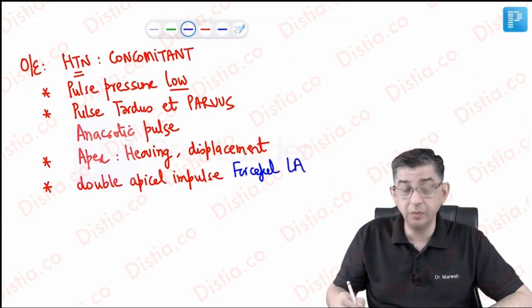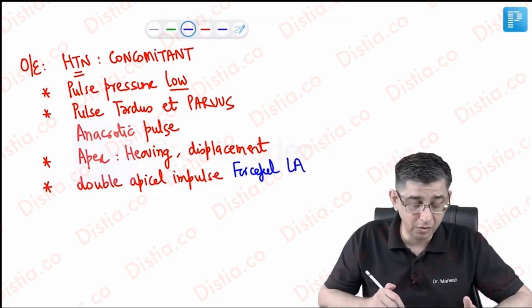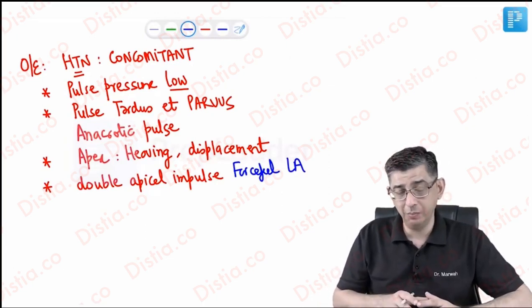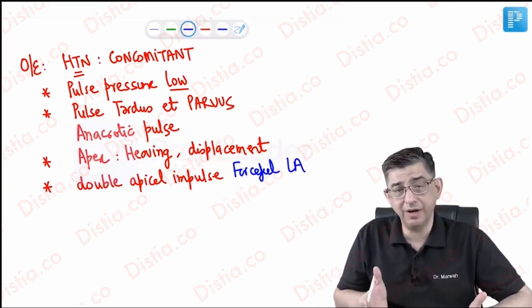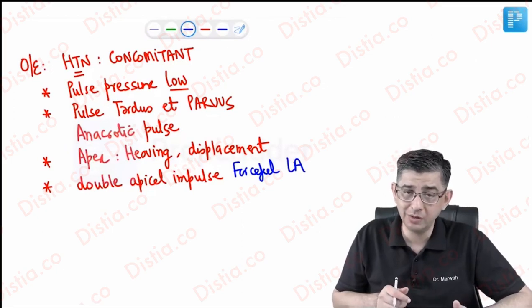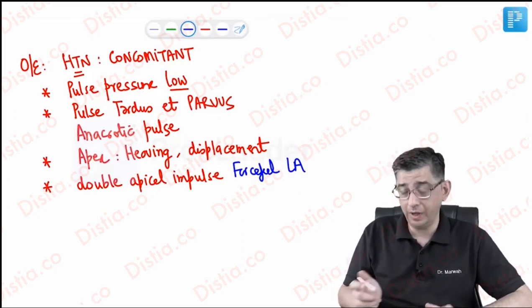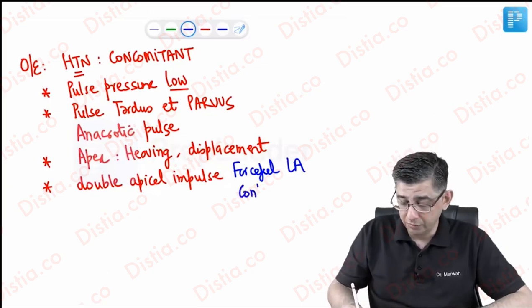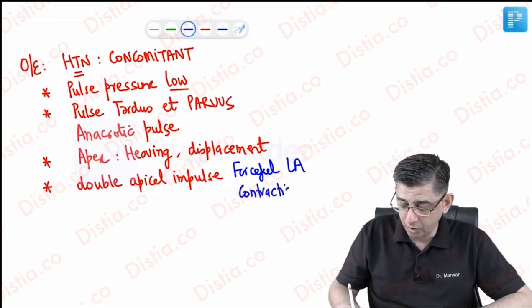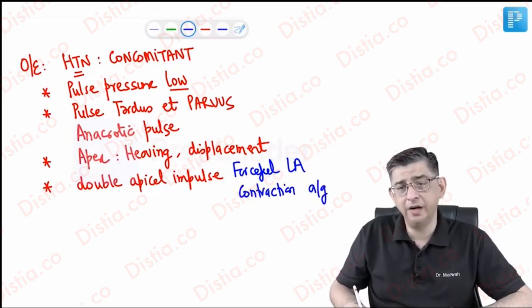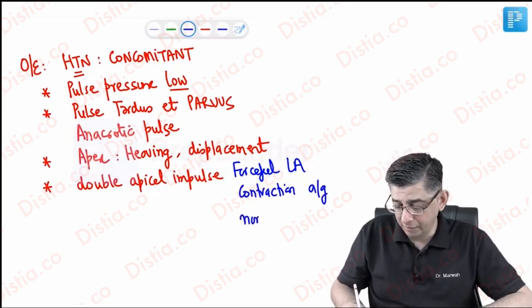So double apical impulse, why does it come? If the examiner asks what is the cause for a double apical impulse, there are two aspects. One, I said it's going to be much more diffuse, primarily because it could be felt over 2 intercostal spaces. But if he asks what is the reason for double, then this is the forceful LA contraction which will be occurring against a non-compliant, or a less compliant, left ventricle.